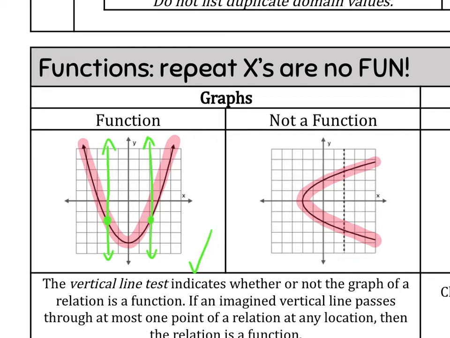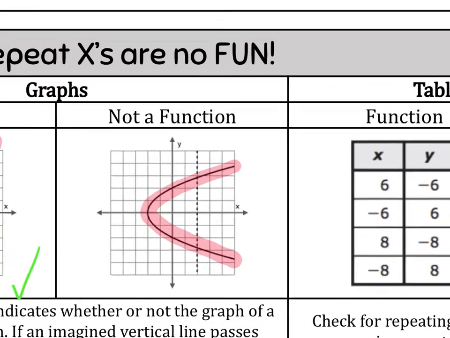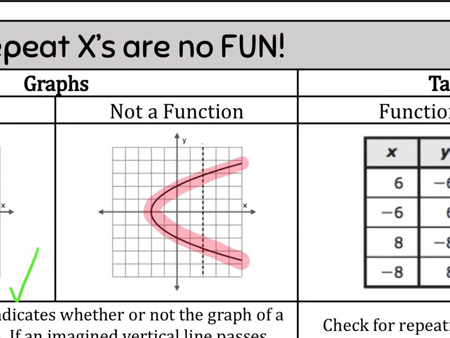This is a function of x. On our second graph over here, when I draw a vertical line from top to bottom, I notice that it touches my parabola 2 times. If it touches my parabola 2 times, that means my x's repeat, and it is not a function of x.